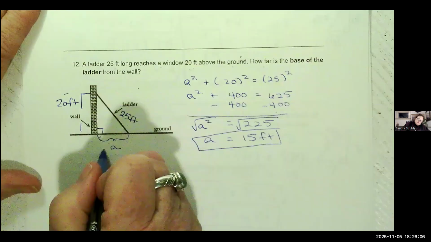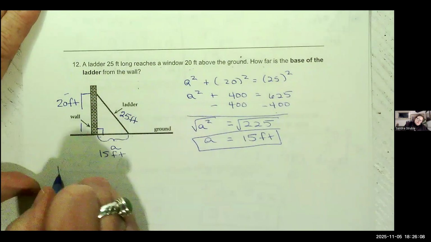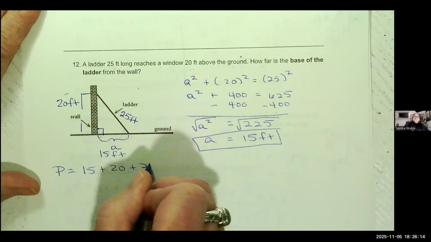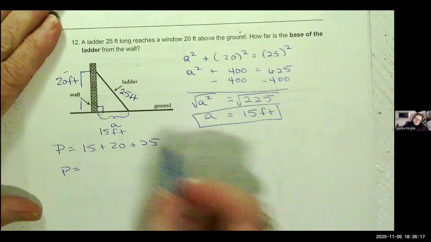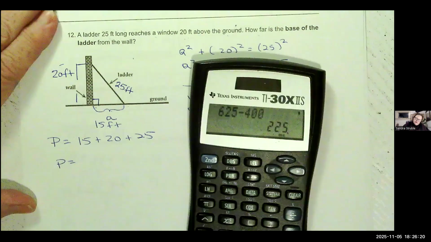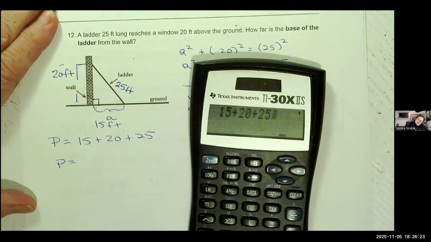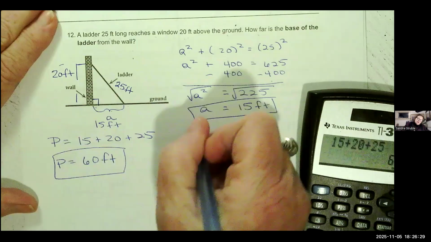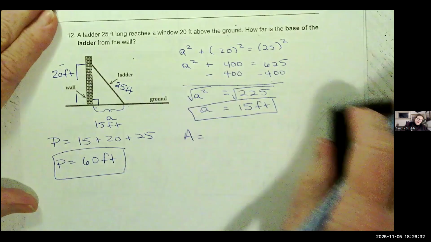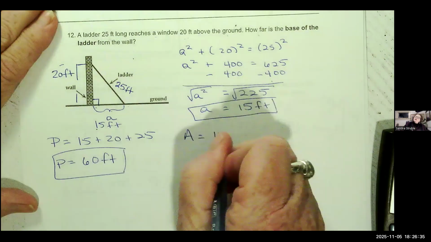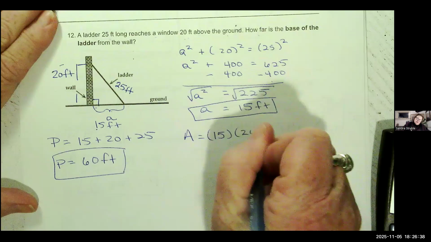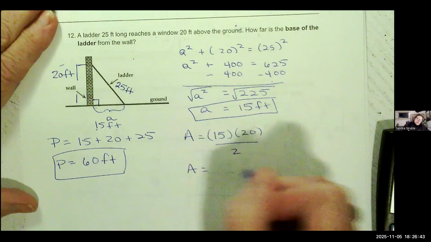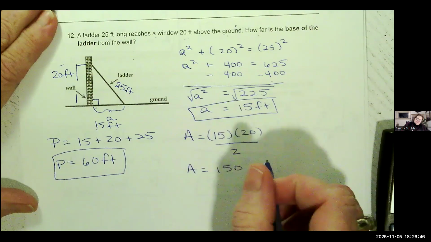Now we can find our perimeter, 15, 20, and 25. So our perimeter is 15, 20, 25 is 60. And my unit is feet. And lastly, the area is base times height divided by 2. The base is 15. The height is 20. Remember, you never use the hypotenuse to find your area. Divided by 2. So this is 150. And the unit is feet. So we need to square that.